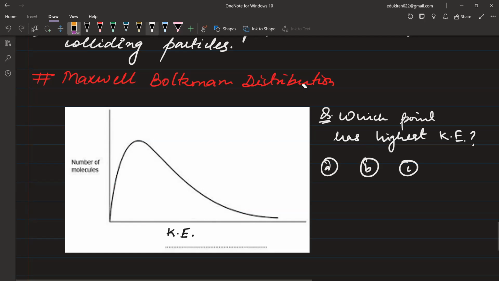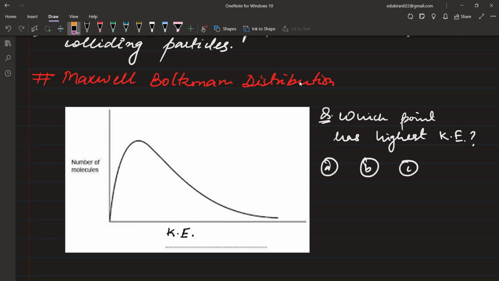Okay. What is the significance of this point? This point has a significance that most molecules are having this kinetic energy. That's the significance, because the number of molecules is this much. Most of the number of molecules are having this particular kinetic energy. That's the only significance. Okay.